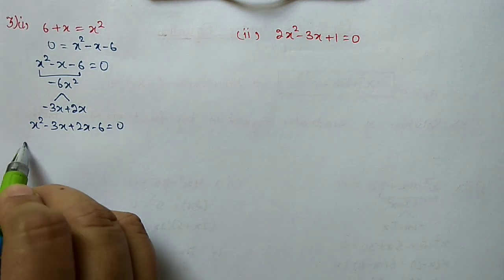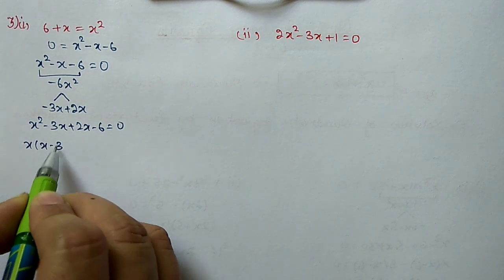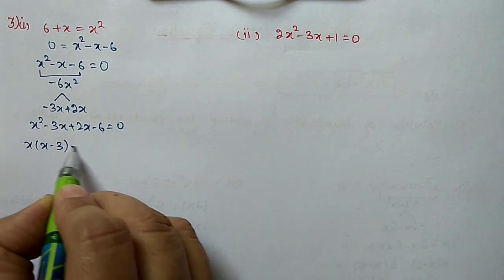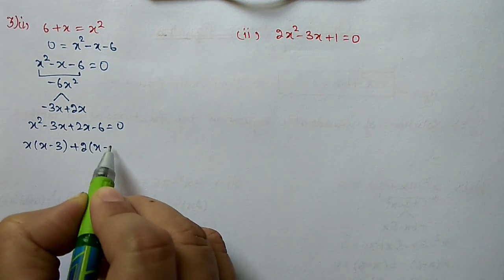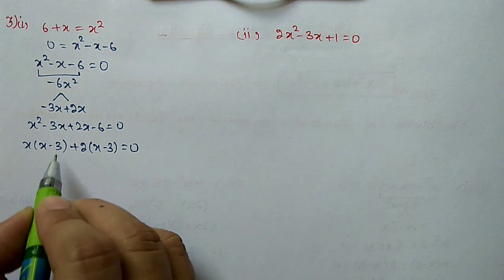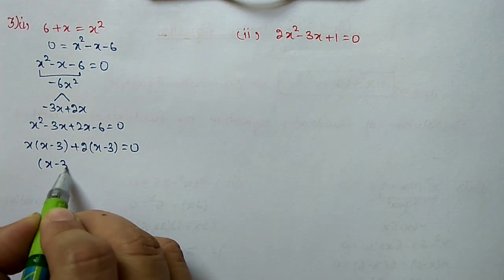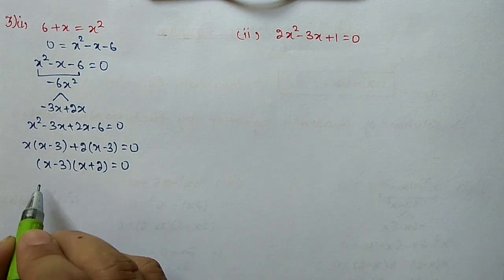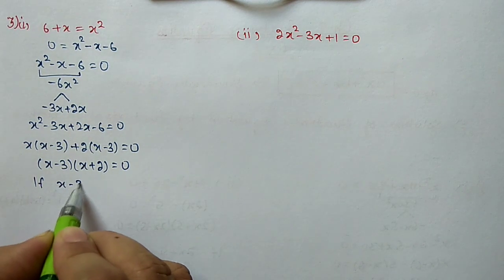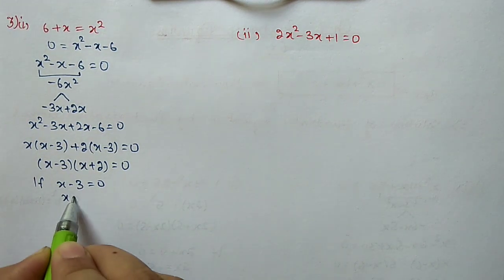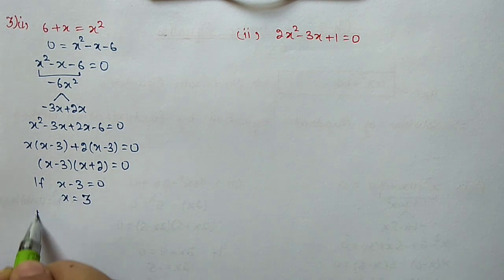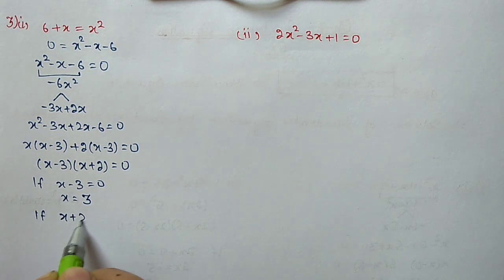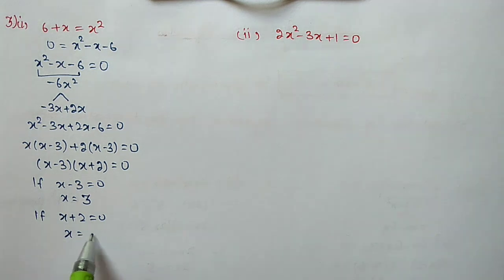From the first two, x is common. x minus 3 will be inside the bracket. From last two, 2 is common. x minus 3 will be inside the bracket. So we have x minus 3, another bracket, x plus 2 equal to 0. So if x minus 3 is equal to 0, x value will be 3. If x plus 2 is equal to 0, then x value will be minus 2.